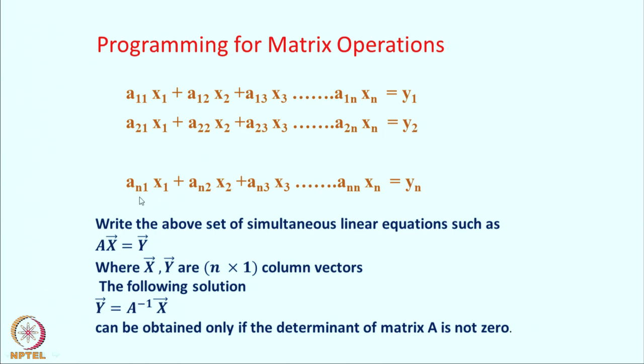So, the last equation: an1 x1 plus an2 x2 plus an3 x3 and the last term is ann xn is equal to yn. So, I have my right side is y1 to yn and on my left side there are n equations, and there are n equations for n unknowns. What are my unknowns? x1, x2, x3 up to xn. So, there are n unknowns. Only if I have n equations, then I have a unique solution.